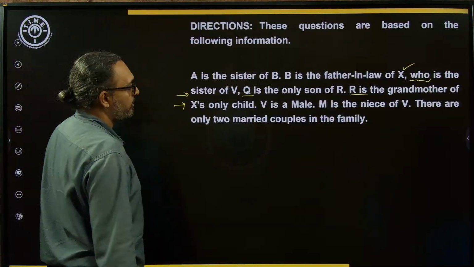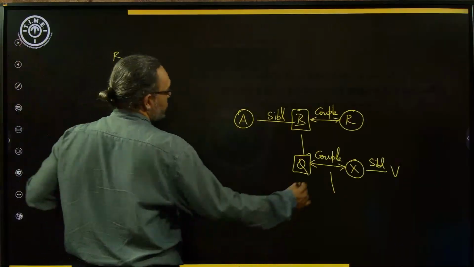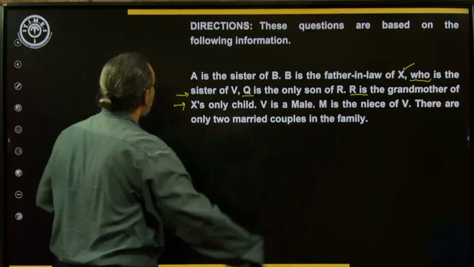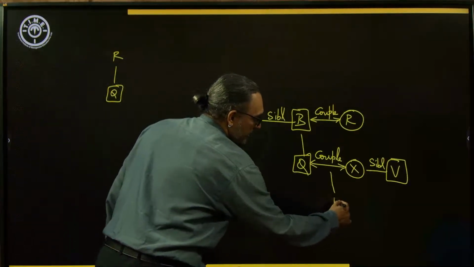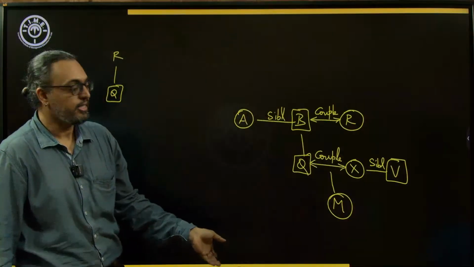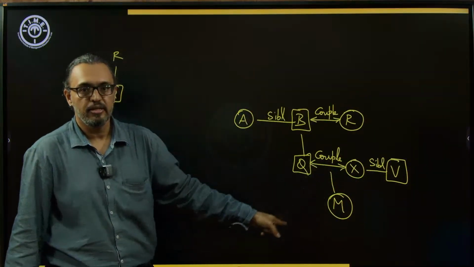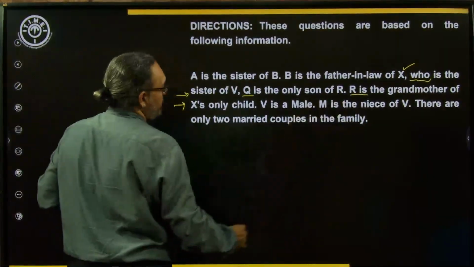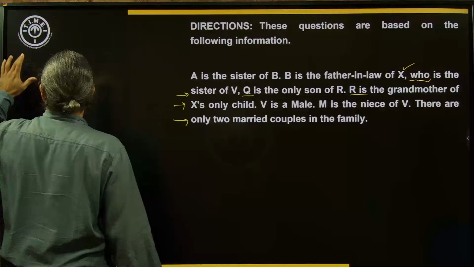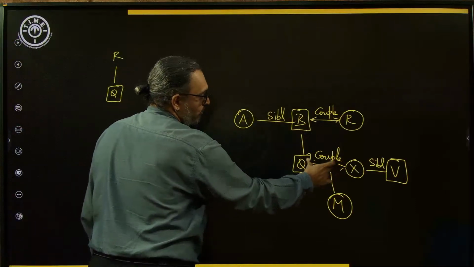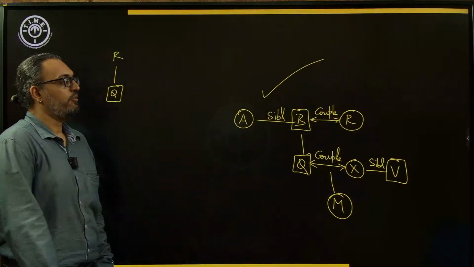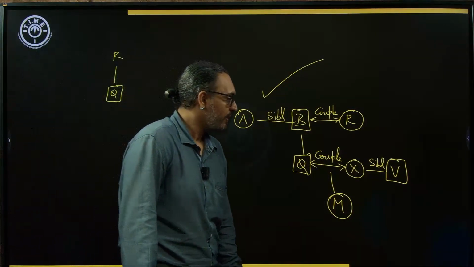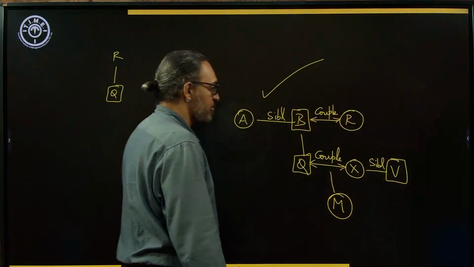Okay. Then further, V is a male. So V is identified as a male. Then M is the niece of V. So a sibling's daughter is a niece. So for V, M should be a niece. So that's how the relation works. And then there are only 2 married couples in the family. Yes, that is satisfied. So this is going to be your final family tree.